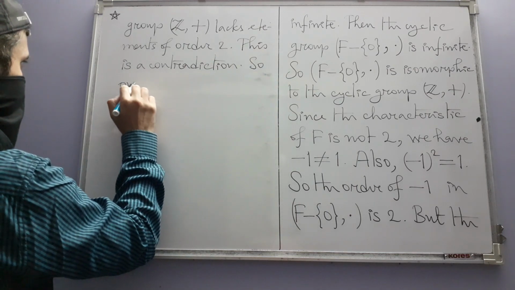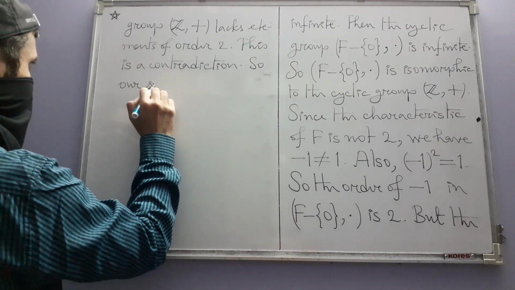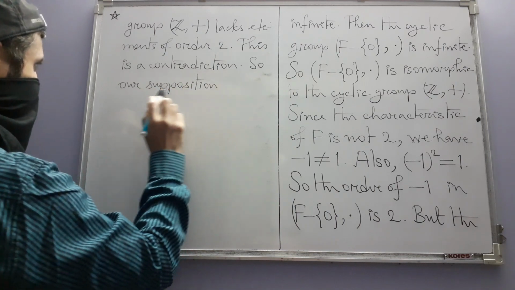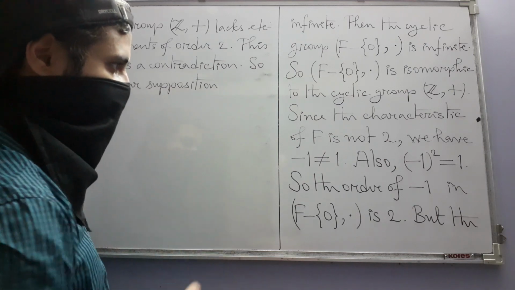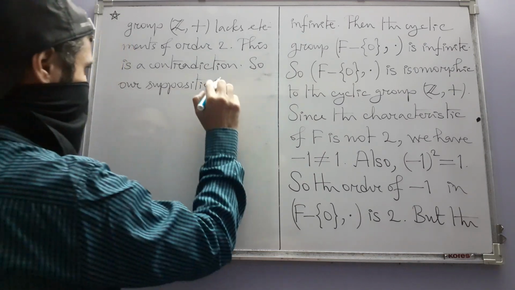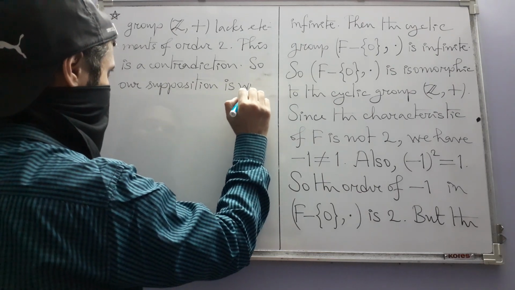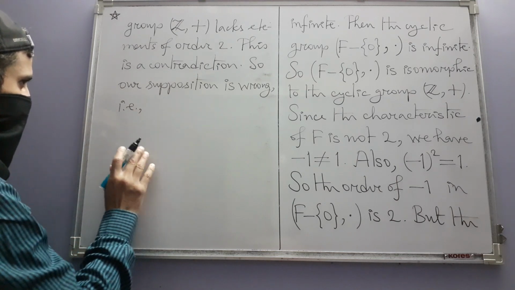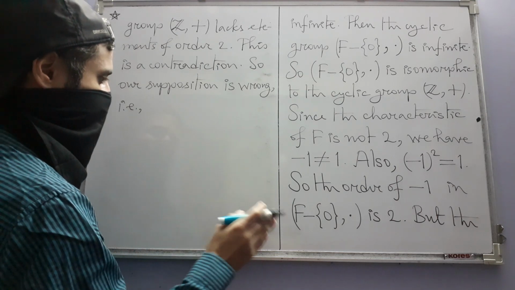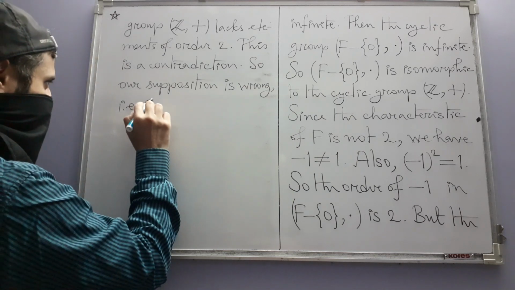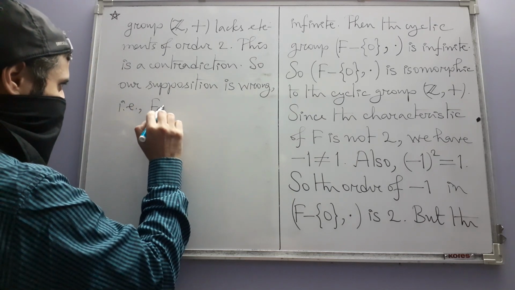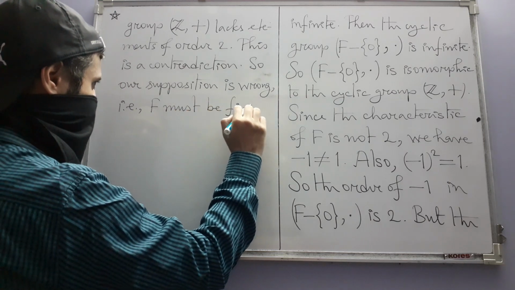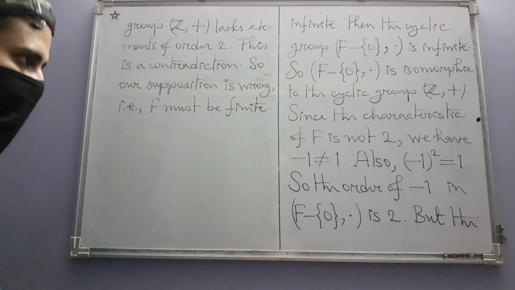So our supposition is wrong. That means, because it's the supposition from where this whole thing is coming, i.e., so what was our supposition? That F is infinite. So it's wrong. So because of that, F must be finite, and that's what we wanted to show. So that is the solution.